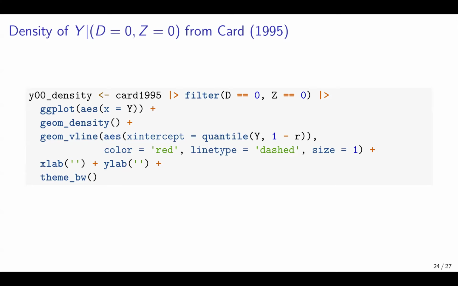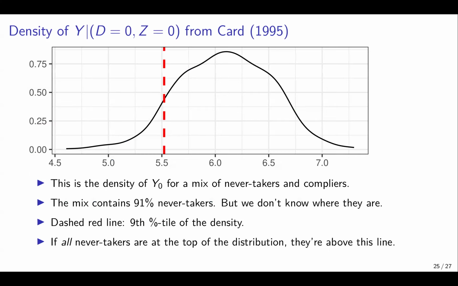Well, I'm choosing the 1 minus R quantile of Y. So I'll say that again. I'm choosing the 1 minus R quantile of Y. Remember that R was about 0.91? So I'm choosing the quantile of Y that coincides with having 0.09 of the probability below that point. And I'm going to put that in red with a dashed line. Here it is. So let's talk about this picture.